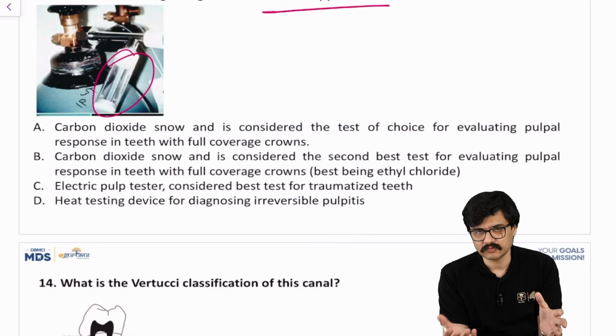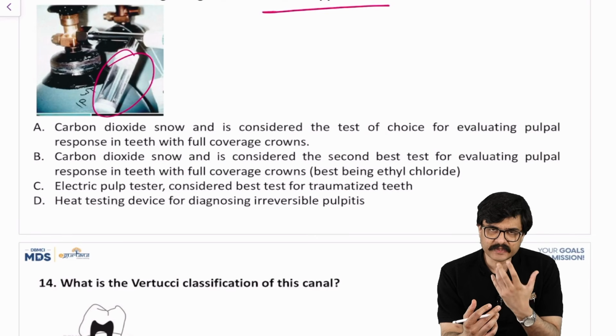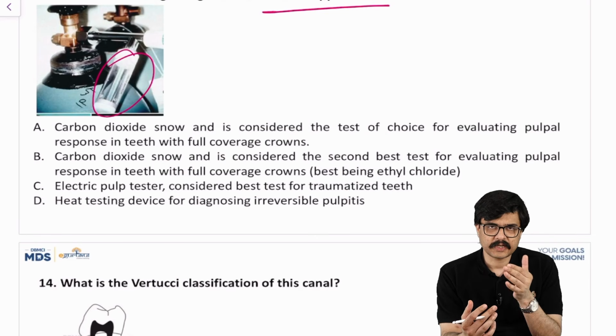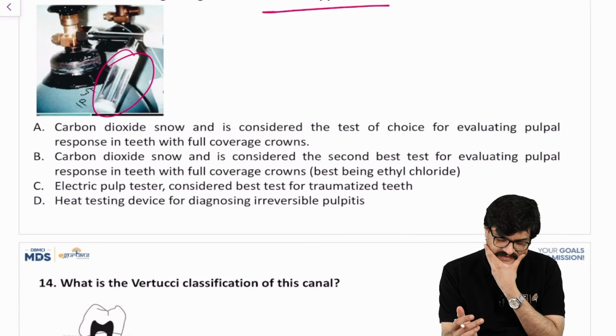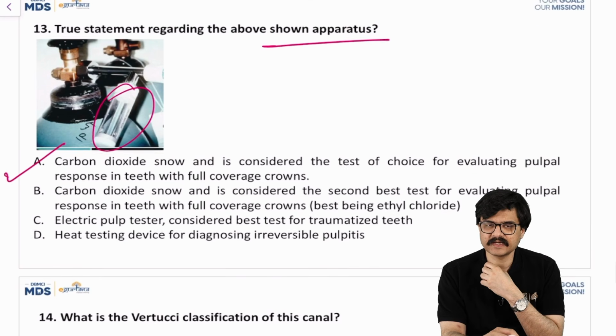If the tooth is crowned, there's a full coverage crown on it, and you want to test the vitality, the cold temperature is so intense that it can traverse the surface of the crown and reach the tooth. So what's the best answer here? Carbon dioxide snow. It is considered the test of choice for evaluating pulpal response in teeth with full coverage restorations. Right? So A is the answer here.